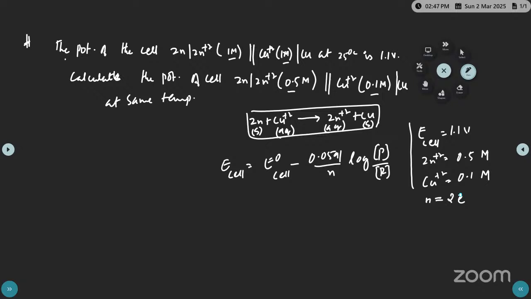E cell is equal to 1.1, equal to E naught cell minus 0.0591 by n, 2 electrons, and log of products concentration. Products concentration means Zn+2 concentration by Cu+2 concentration.